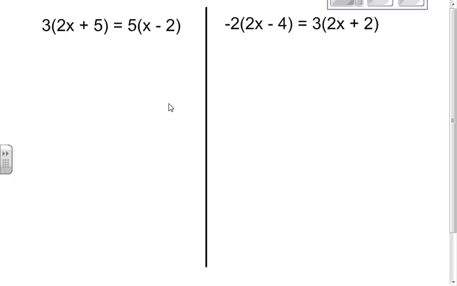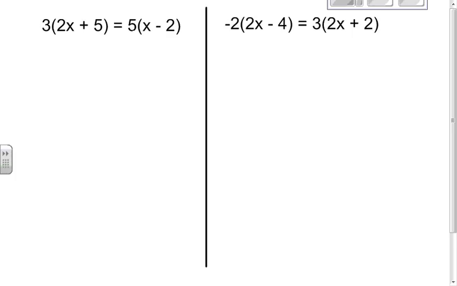Okay, so this video is supposed to help you review for how to solve equations with variables on both sides of the equal sign. So if you look at the first equation, that's this one over here, you notice that we have parentheses on the left side and parentheses on the right side. So we know that we're going to have to do the distributive property first.